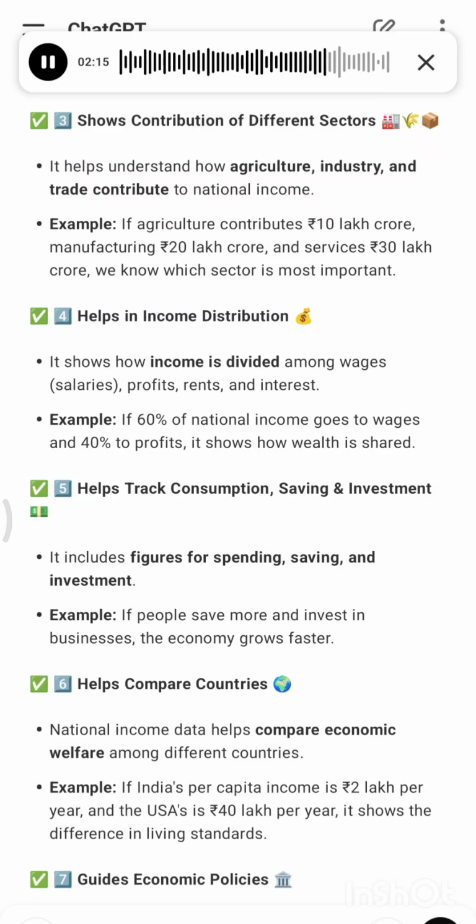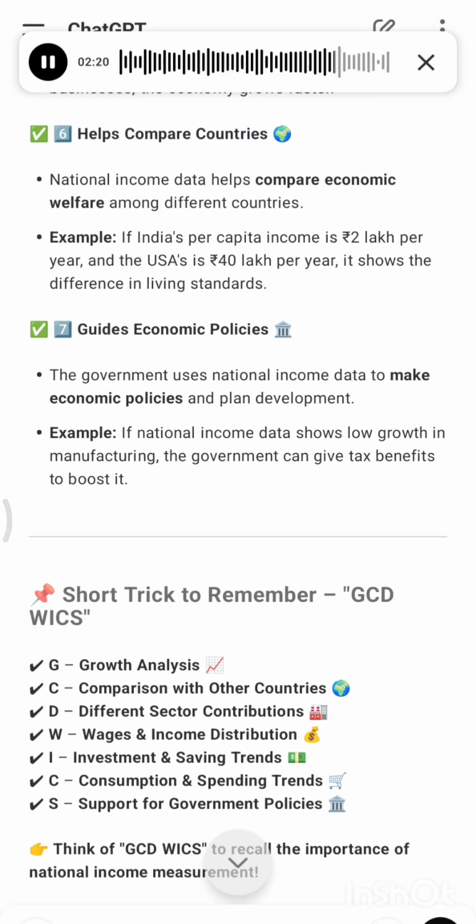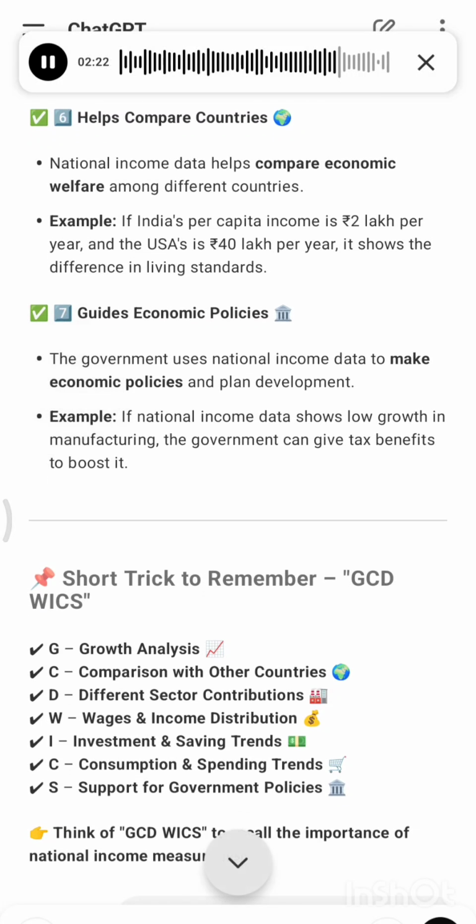7. Guides economic policies. The government uses national income data to make economic policies and plan development. Example, if national income data shows low growth in manufacturing, the government can give tax benefits to boost it.